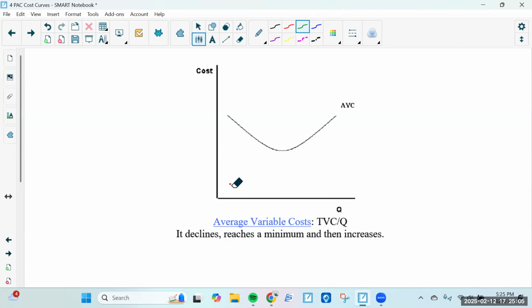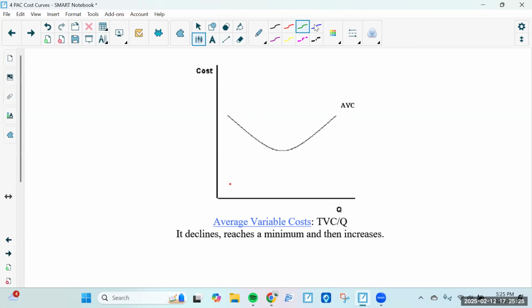Average variable cost, when you draw it, looks kind of like a U, like this. And by the way, notice my axes. Always label your axes. My vertical axis is labeled cost. My horizontal axis is labeled quantity. And every time you draw a curve, you label that curve. This is my average variable cost.